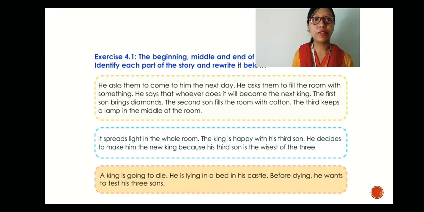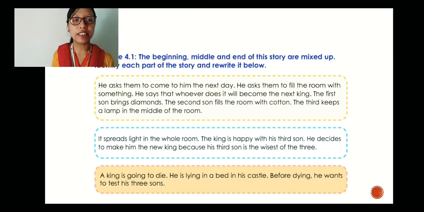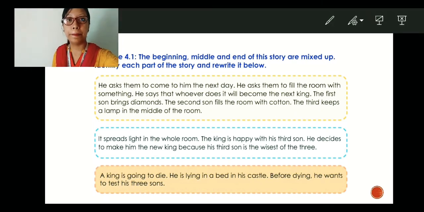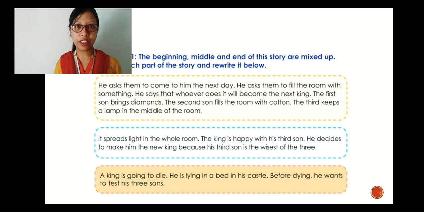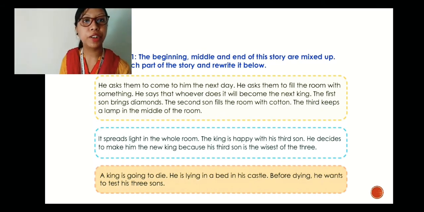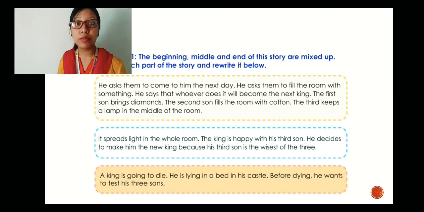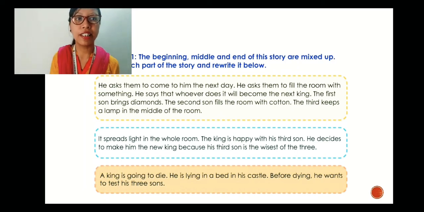Okay, now let's move towards the exercise, which is exercise 4.1. The beginning, middle and end of the story are mixed up. So identify each part of the story and rewrite it below. So we have to read the three parts of the story. There are three parts in three boxes, right? So we are going to read it out, and then we will come to know which is the first part and which is the second part and the last part. That means the beginning, the middle and the end. So let's read it out.